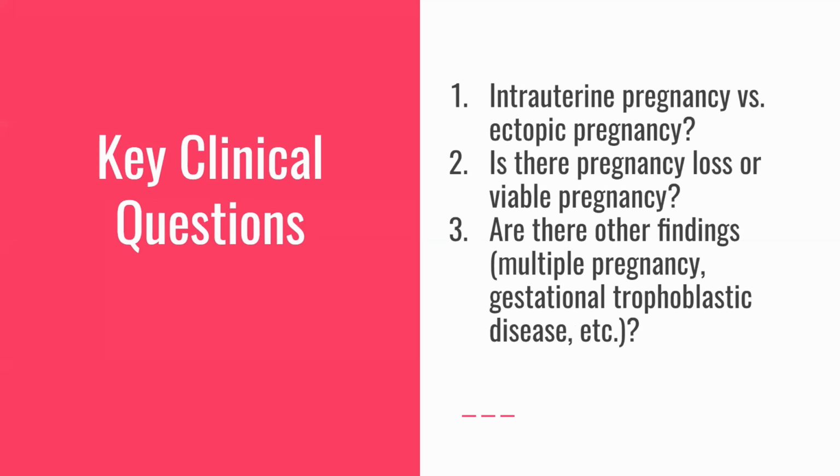So the big key clinical questions that we're trying to answer with this are, is there an intrauterine pregnancy, or is it maybe an ectopic pregnancy? Is there pregnancy loss, or is there a viable pregnancy? And we'll talk about some ways we can assess viability. As well, are there any other findings? So maybe multiples, or maybe some gestational trophoblastic disease, or other things that we can pick up along the way. But really, first and foremost, we need to make sure that this pregnancy is in the right place.